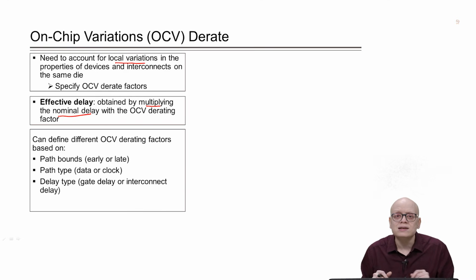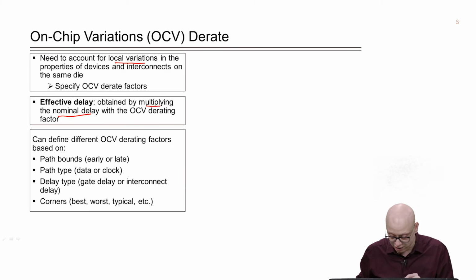So, those kinds of things, typically commercial STA tools provide us facilities to define derate for different situations or different types of paths or different types of timing arcs. We can also define different OCV derating factors for, say, best case, worst case or typical case. We can specify different numbers for them. So, let us take an example of how we specify derating factors and what its impact on timing will be.